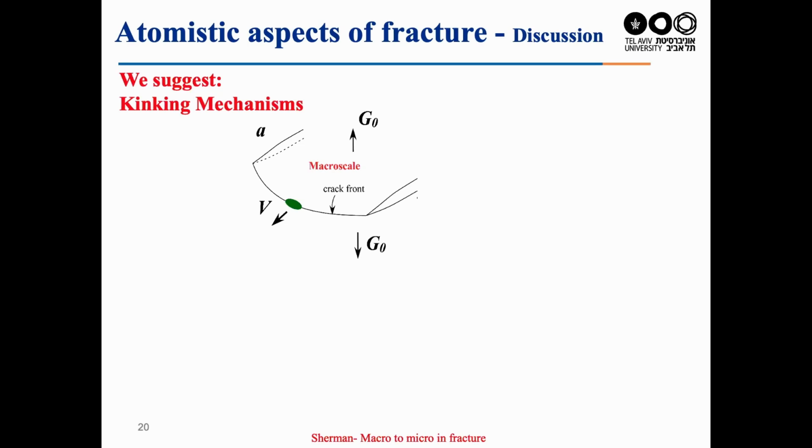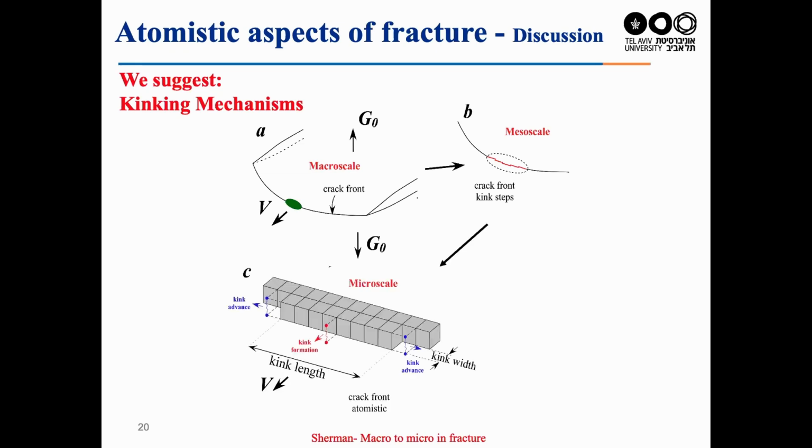This is a crack front. I'm looking at this point. This is the macro scale. At the micro scale, you see crack front kink steps. And at the atomistic scale, you see a bond breaking mechanism in this direction, and a bond bending mechanism in this direction. This requires much higher energy since this is a straight line. And here, the atoms are already in big tension, so they can break immediately when they reach 2 gamma surface.